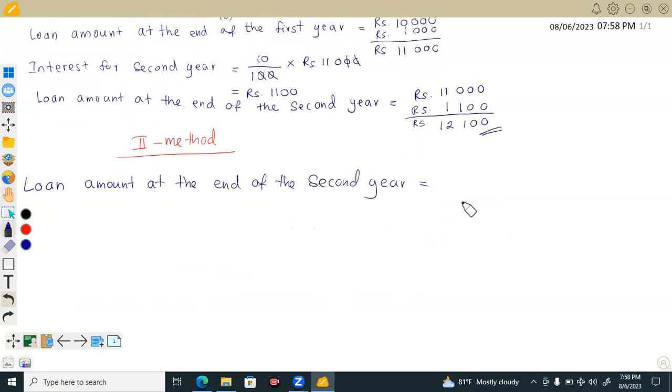Now first of all, identify the amount that we have to pay. First of all we multiply the loan amount, 10,000 rupees, by the amount that we have to pay at the end of the first year. At the end of the first year, the amount that we have to pay is 110 rupees. Why is that?